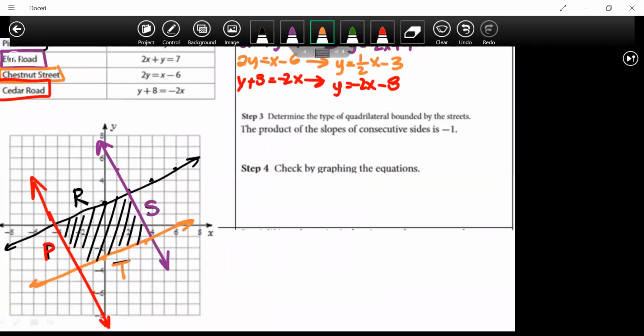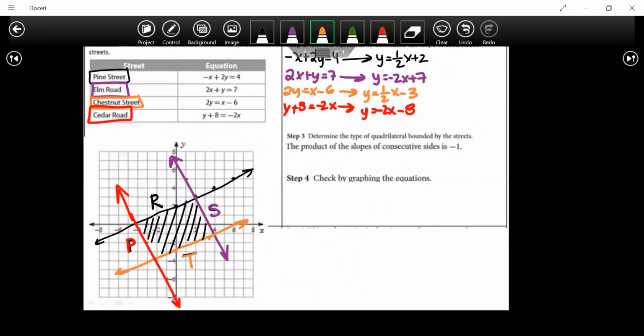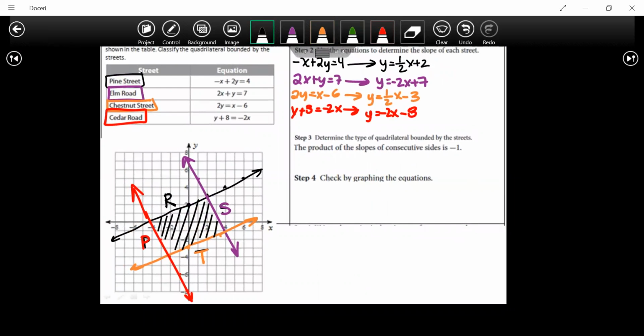First of all, what type does it look like? How about just what quadrilateral does it kind of look like? Square or a rectangle? Okay, we haven't done any squares yet, so it can only be a rectangle.